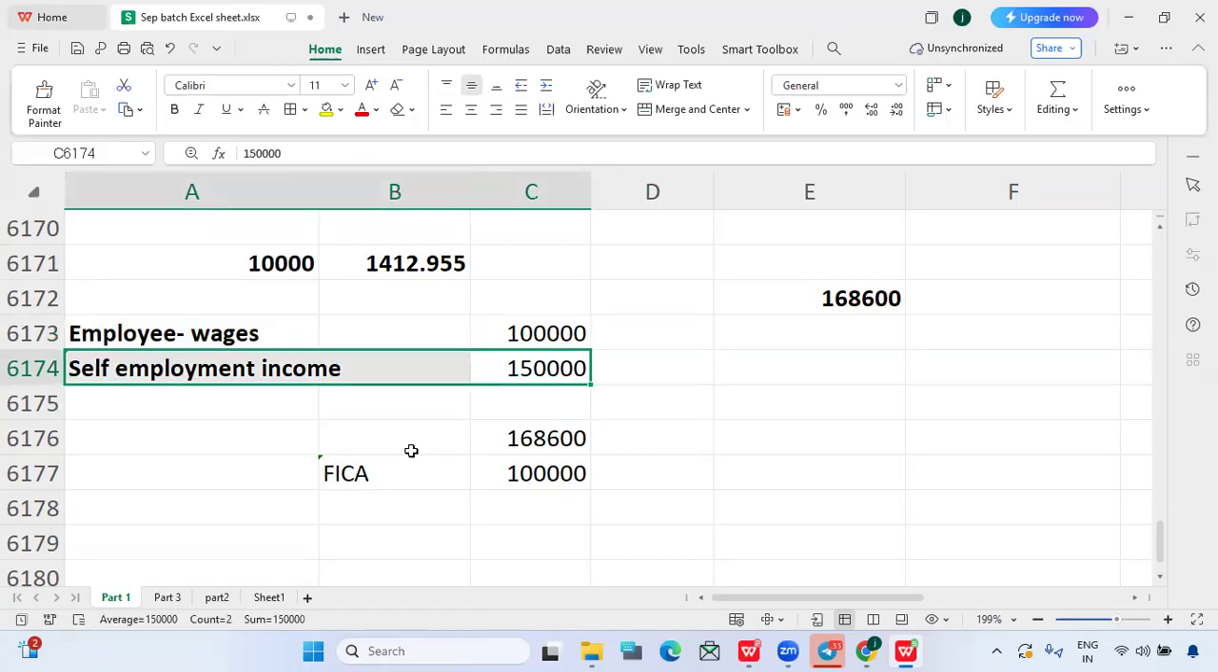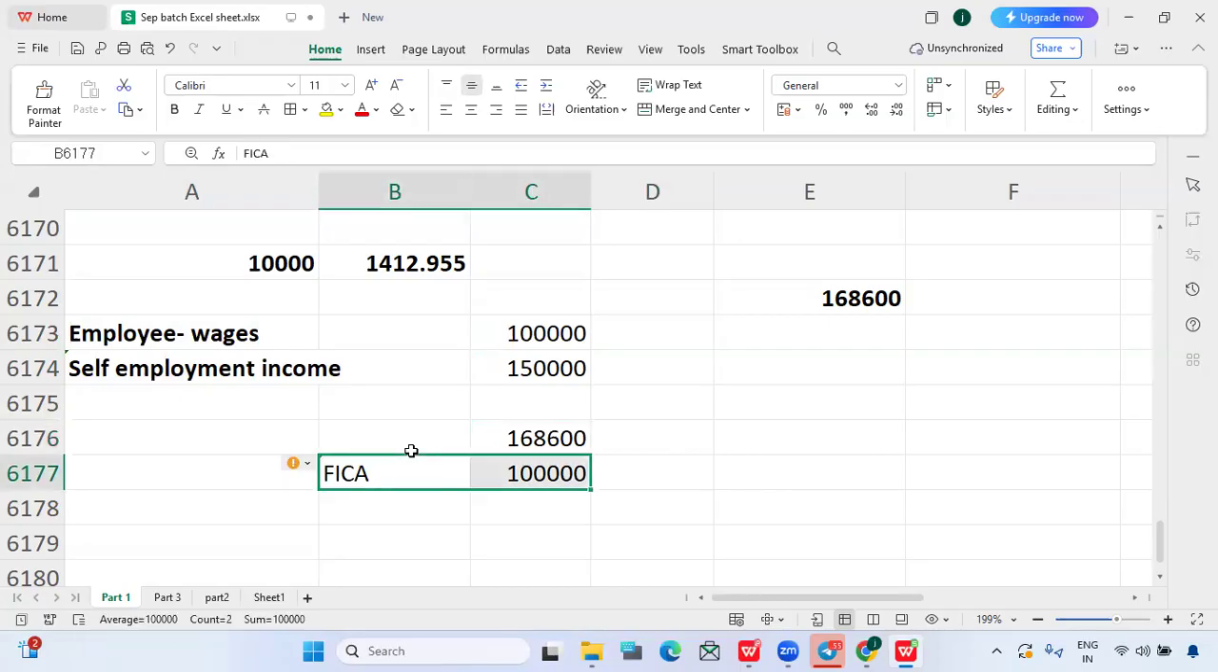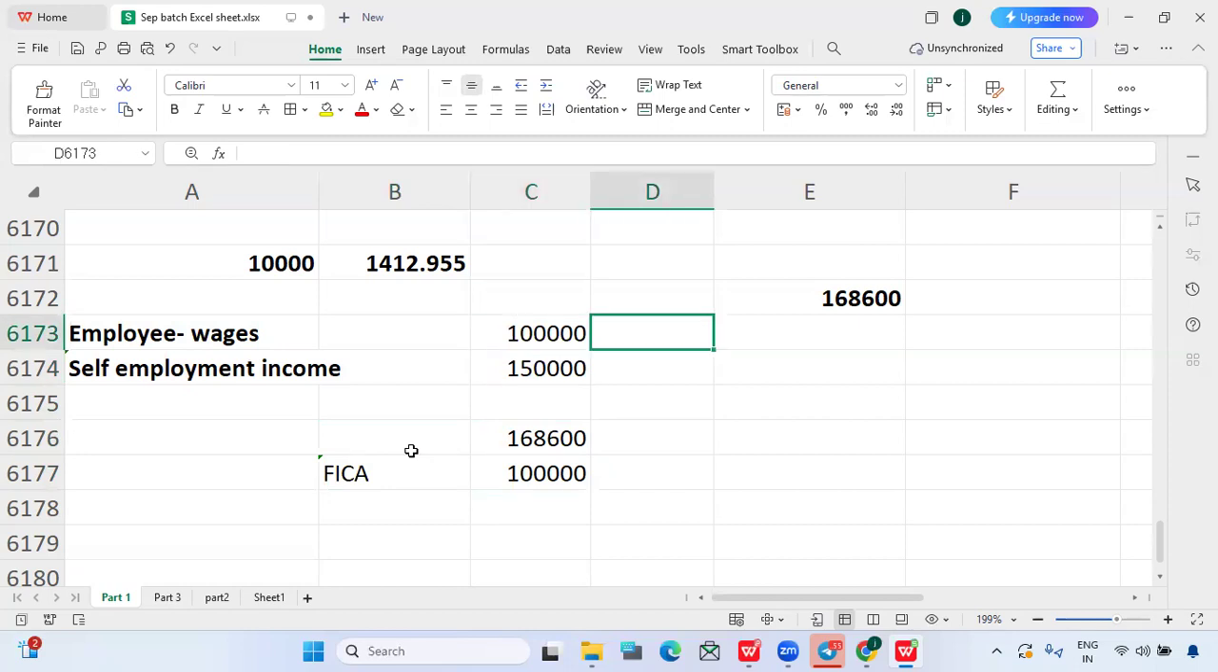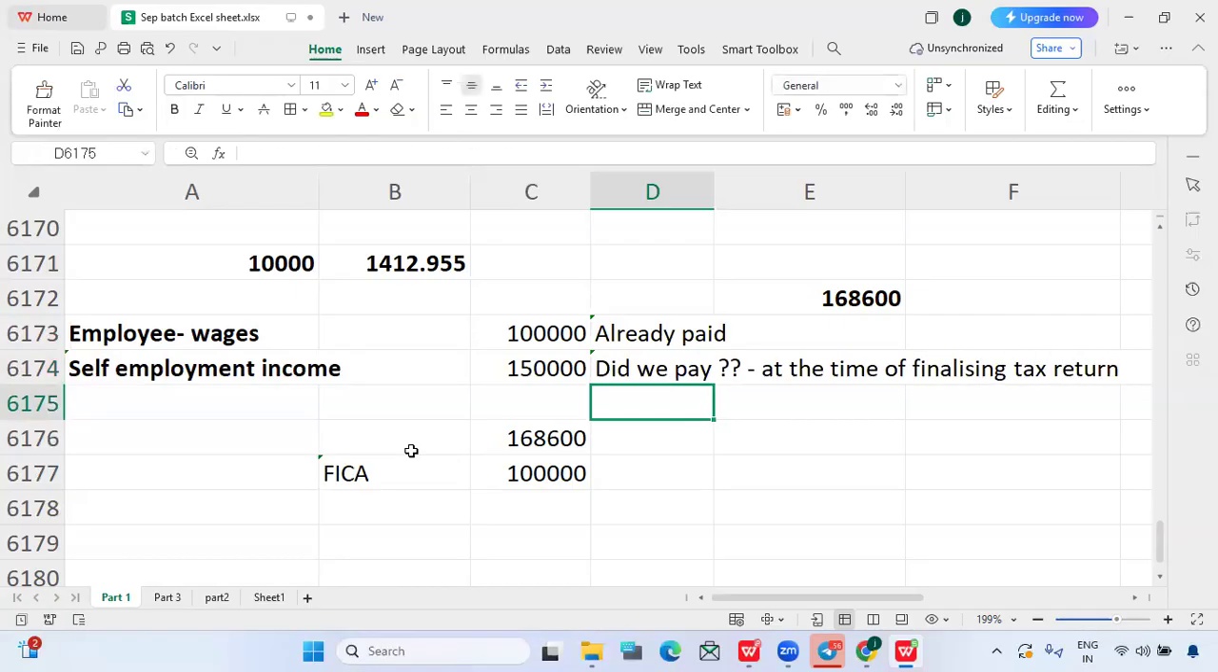But this is your income, you earned it, and you have to pay at the time of filing your income tax return. That means when we calculate your base limit, first keep the base limit and see how much we have already paid. Whenever you have W2, which is wages, that means we have already paid. Did we pay anything on self-employment? When do we need to pay? At the time of finalizing your tax return. So how much will we pay for this 150,000?